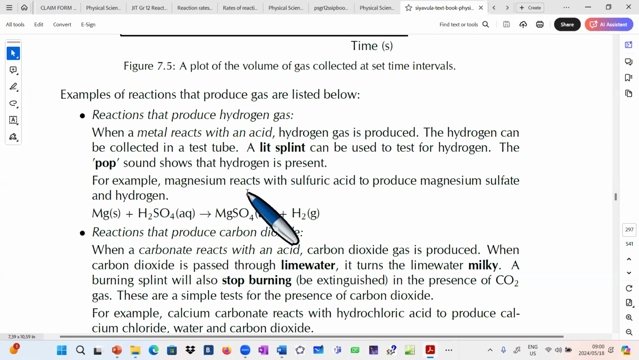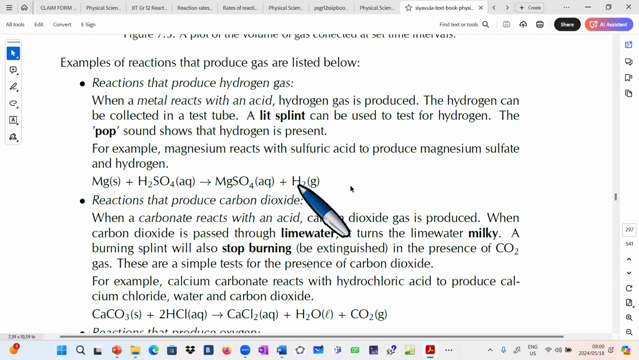For example, magnesium reacts with sulfuric acid to produce magnesium sulfate and hydrogen. Okay, here's a good example of a reaction that produces hydrogen gas. If you take solid magnesium and combine it with aqueous sulfuric acid, what you get in the end is magnesium sulfate and hydrogen. And there are a couple of other reactions.